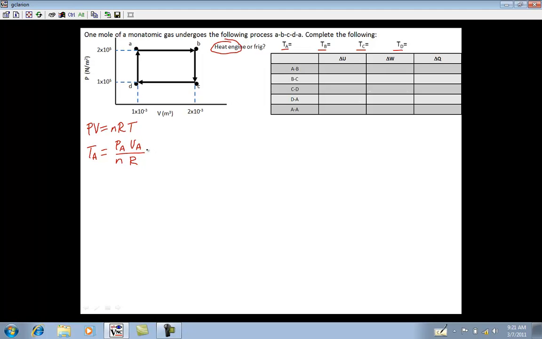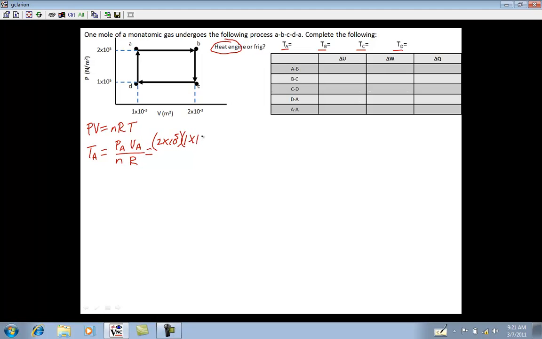All right. So what's the pressure at A? According to the graph, yeah, 2 times 10 to the 5th. I'm going to leave the units out. Okay, what's the volume at A? What's the volume at A?